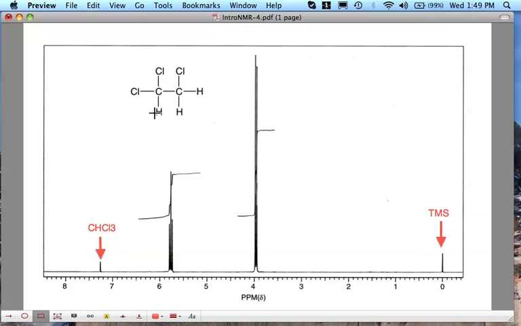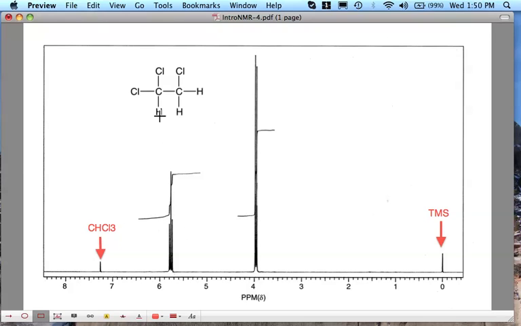And each neighbor typically splits things into 2 peaks. So these 2 hydrogens are split by this hydrogen into 2 peaks, so we get a doublet. And remember, they don't split each other because they're equivalent. If we come over to this hydrogen, it gets split by 2 neighbors now, this one and this one. And that leads to this triplet pattern.